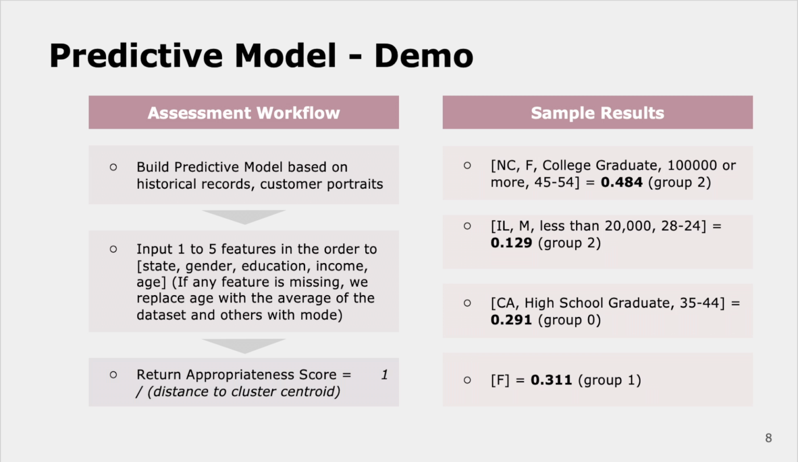And here we present a demo of our predictive model. For example, if the customer is a female from North Carolina with a college degree, earns more than 100K and is aged between 45 and 54, then the model will return 0.484 and she will belong to group 2.